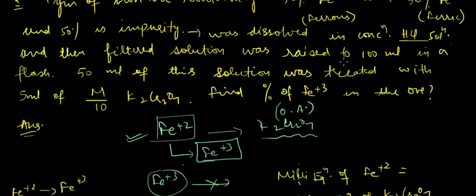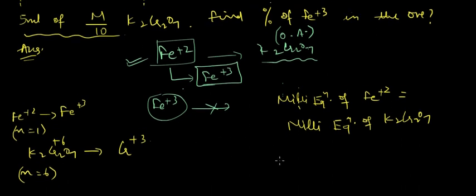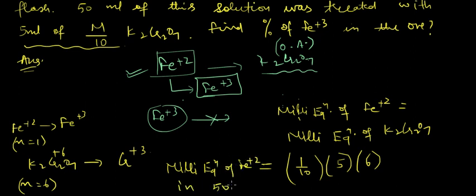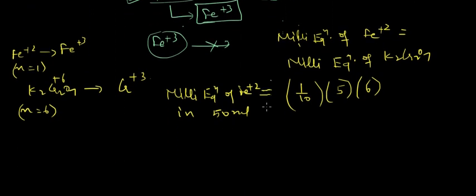We have been given that only 50 ml from the 100 ml solution was actually reacted with 5 ml of M/10 K2Cr2O7. So milli equivalents of K2Cr2O7 would be the molarity, which is 1/10, into volume of solution, which is 5, into N factor, which is 6. So this gives us milli equivalents of Fe2+ in 50 ml solution, as only half of the solution was used for titration. Okay, so what would be the milli equivalent of Fe2+ in 100 ml solution?